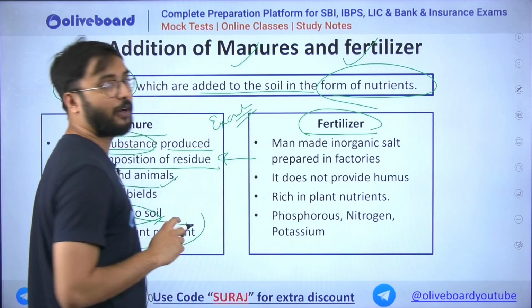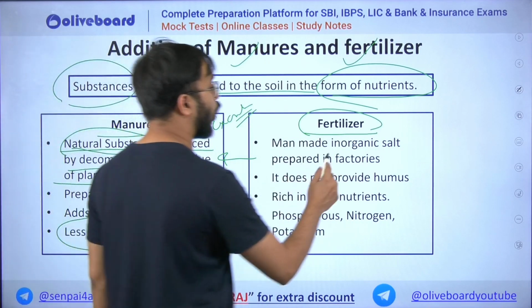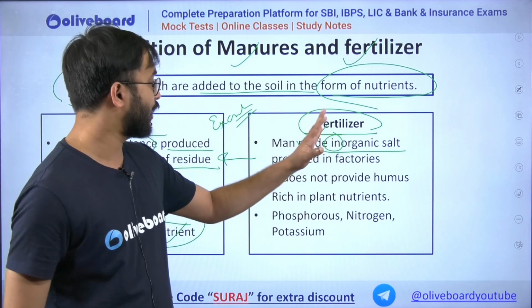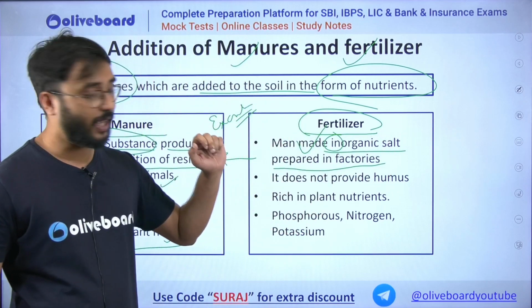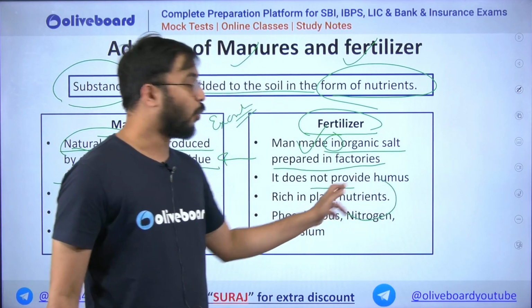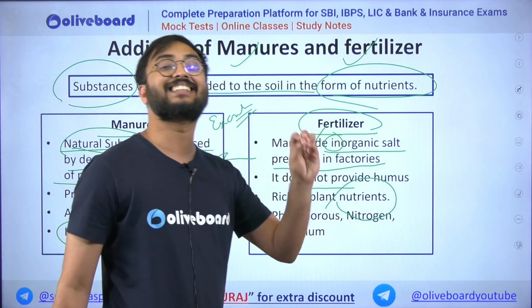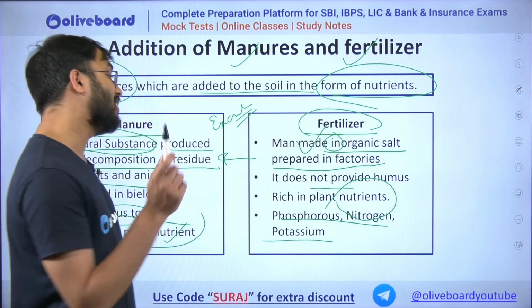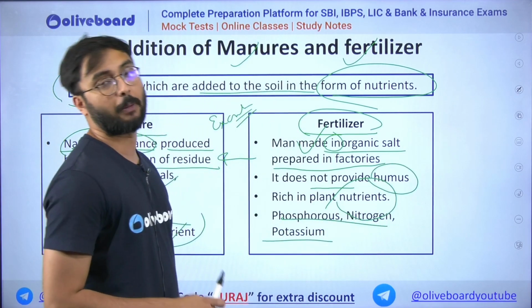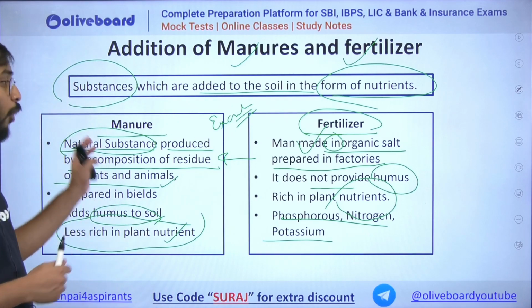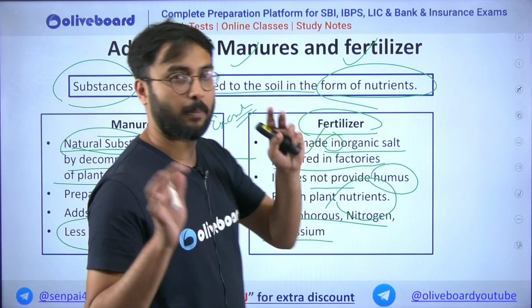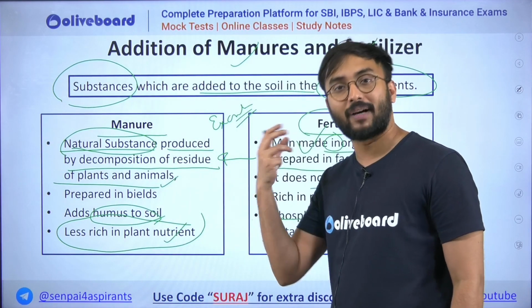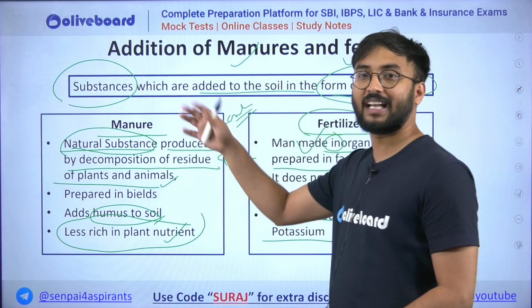Whereas fertilizers are man-made inorganic salts prepared in factories. These are generally used to provide micro and macronutrients which are essential for the crop. So these are high in nutrient components but low in humus because they are not prepared from an organic source. Both manures and fertilizers are supplements such that crops will absorb them and grow in proper health and also show higher productivity and higher yield.